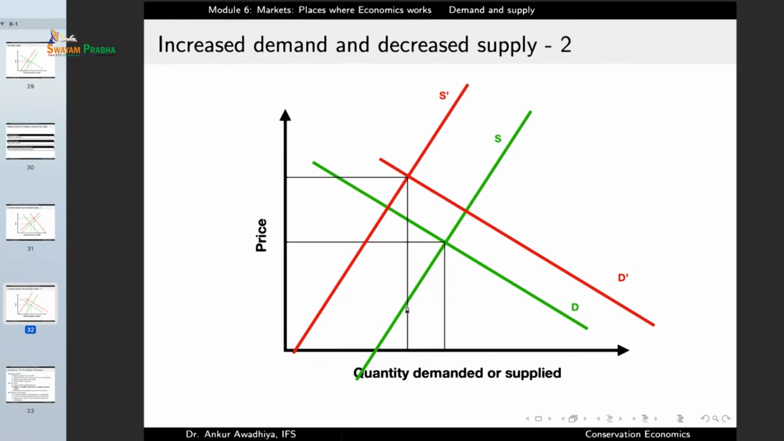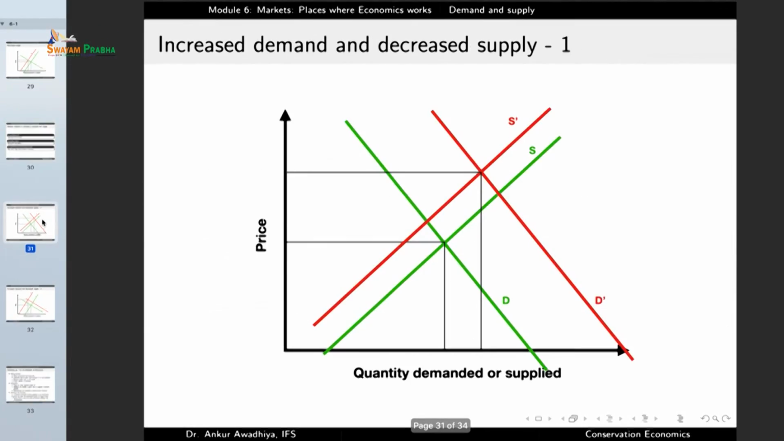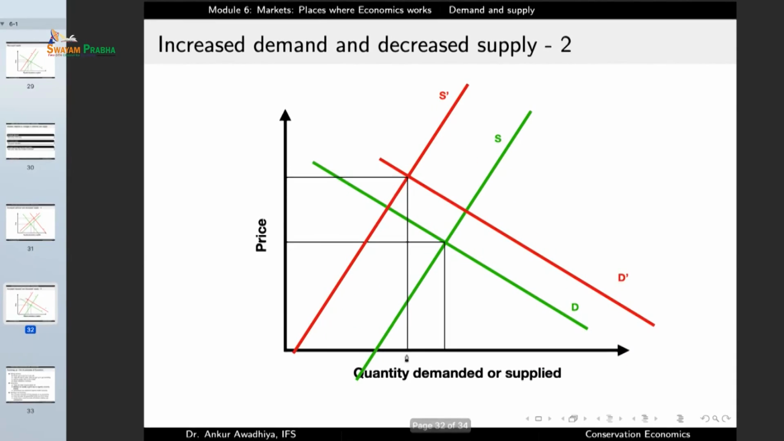So in the case of an increased demand and a decreased supply at the same time, it is possible that the sales may increase or the sales may decrease. But in any case, the price will go up.